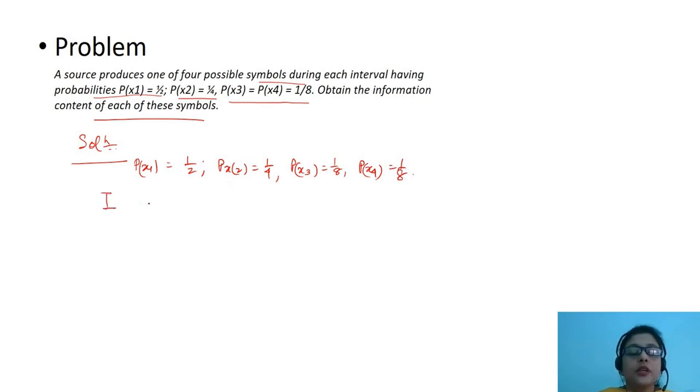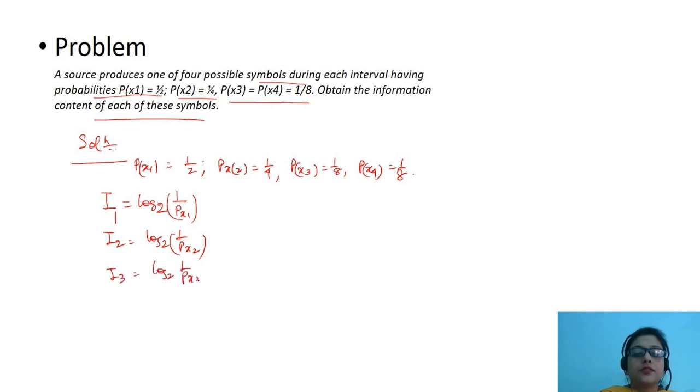Now we know information is given as log base 2. Let us consider here that we are dealing with binary information, because data communication means we are dealing with binary information. So if it is not mentioned, then we write log base 2. I1 is log base 2 of 1 by px1. Similarly, I2 is equal to log base 2 of 1 by px2. I3 is equal to log base 2 of 1 by px3. And I4 is equal to log base 2 of 1 by px4.